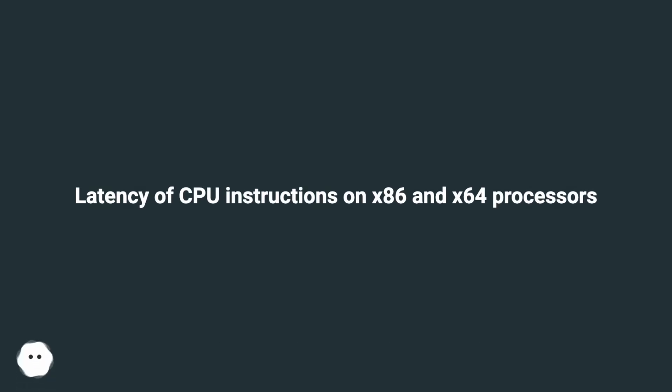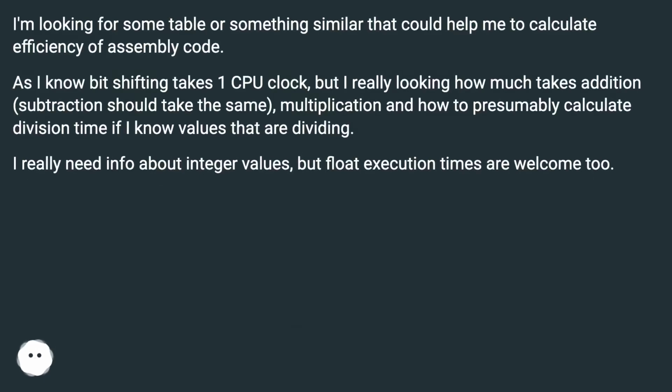Latency of CPU instructions on x86 and x64 processors. I'm looking for some table, or something similar, that could help me calculate the efficiency of assembly code. As I know, bit shifting takes one CPU clock, but I'm really looking for how much addition takes, subtraction should take the same, multiplication, and how to presumably calculate division time if I know the values that are being divided. I really need info about integer values, but float execution times are welcome too.